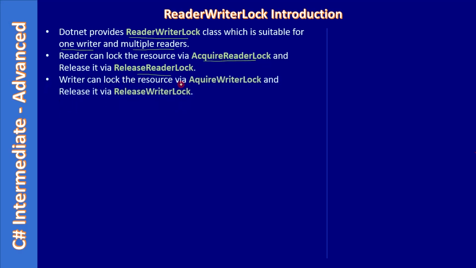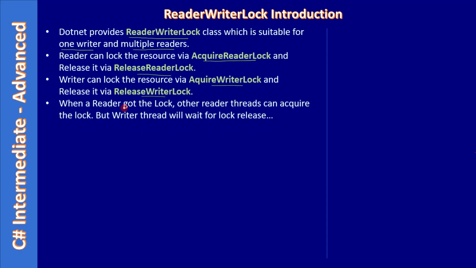A writer can lock the resource via acquire writer lock, and it can release it via release writer lock. So the function names are equal, just there will be the keyword reader here, and here it will be writer. So that means that there are lock types. When a lock is acquired by reader lock, we can call it a read lock, and when it is acquired by the writer lock, or when you make a call to acquire writer lock, we can say that the resource is locked by a write lock.